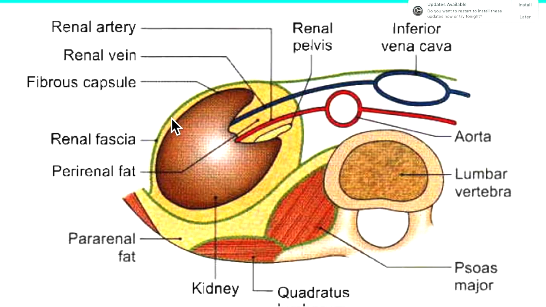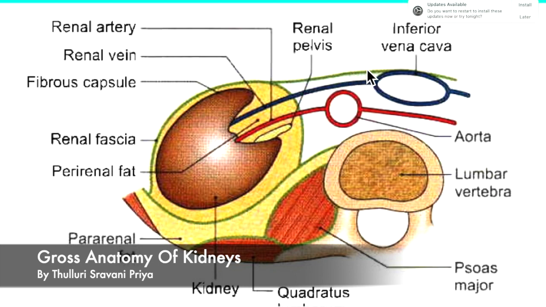So if you see anteriorly, it covers the anterior surface of the entire kidney, and then it passes towards the medial side, which passes in front of the great blood vessels, and they blend with the connective tissue of these blood vessels, and it will meet with the opposite renal fascia of the other kidney. That is about the anterior layer.